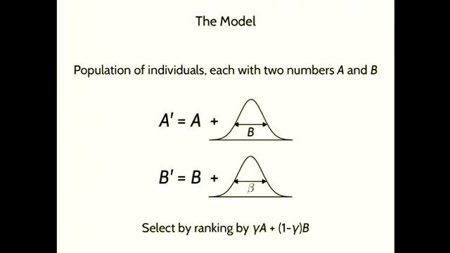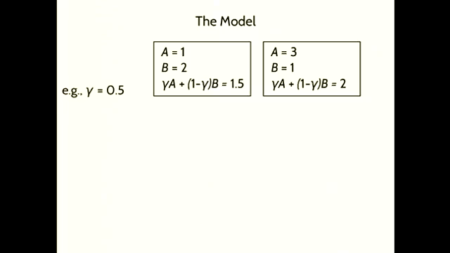Selection is done by ranking and truncation. So we rank the individuals by this value, gamma A plus 1 minus gamma B, and we take individuals from the top, and they become the parents of the next generation. So gamma is a trade-off parameter in how strongly we're selecting for A, adaptedness, or B, evolvability, taking values between 0 and 1. Just to illustrate, if gamma is 1, when we rank by this quantity, we're just ranking the population by their A values, and when we take from the top, we're selecting for A. Conversely, if gamma is 0, we're just selecting for B, evolvability.